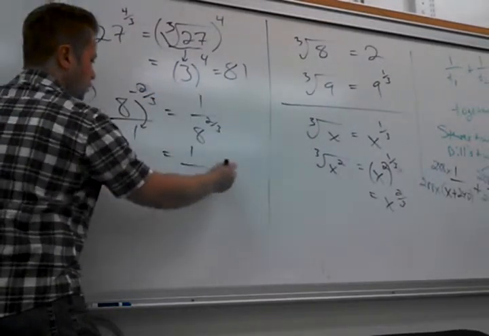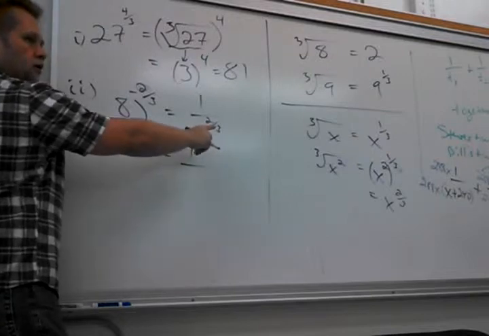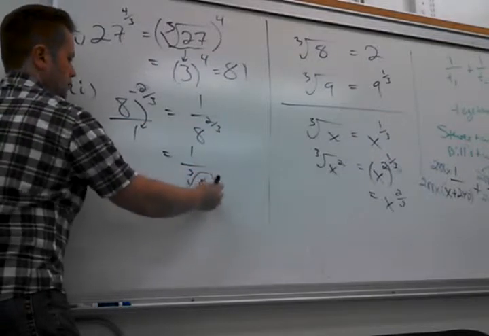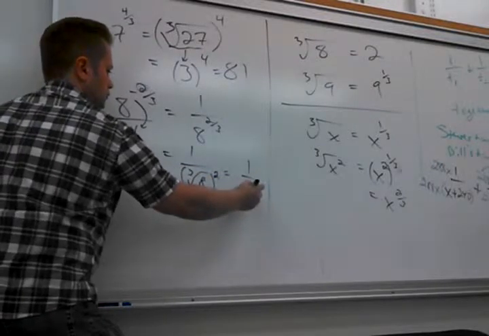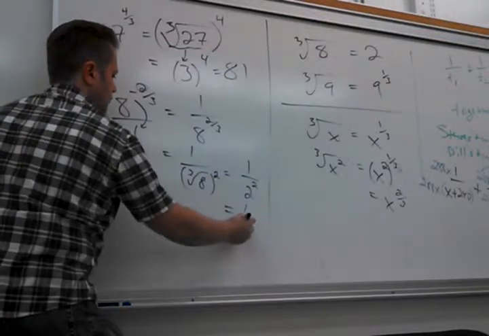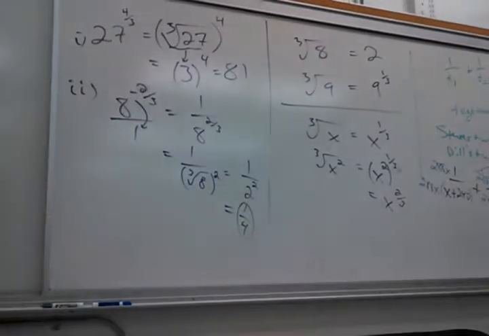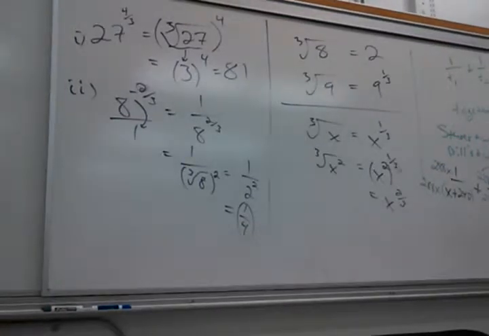So this would be 1 over, now what's that root? Cube root of 8, squared. What's cube root of 8? 2. Squared? 4. That's how you do the steps to get to the answer. So negative power doesn't make something negative. A negative power makes something flip. So be a little careful.